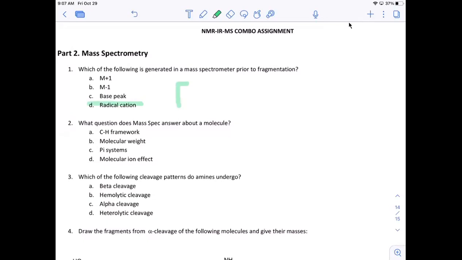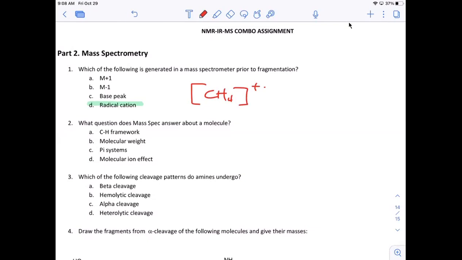Remember, we had this example, right? Because the first thing that happens is you bombard your sample with an electron beam and you eject one electron. So that's how it becomes cationic, right? That radical cation is what gets broken into pieces.